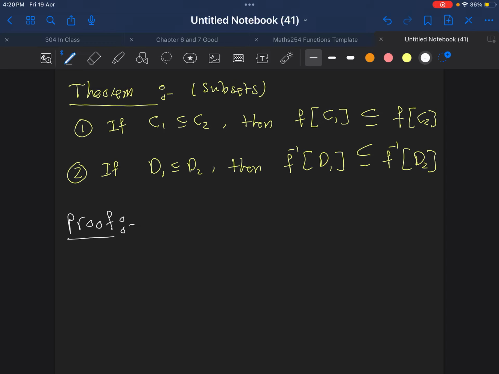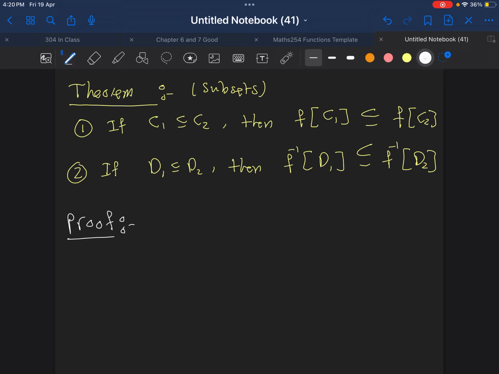Welcome student to this video where we will solve and prove some theorems related to the image of a function over a subset and also the inverse image. So if we go to the first theorem, we are given that if C1 is a subset of another set C2, then the image of C1 will be a subset of the image of C2.